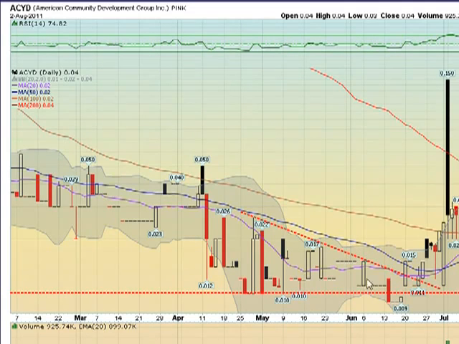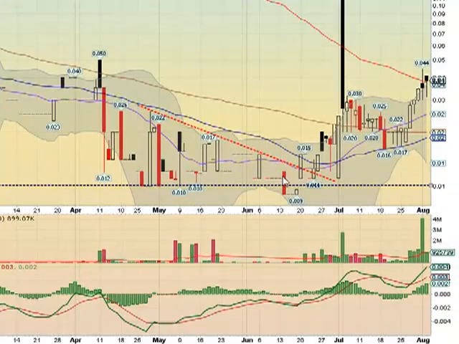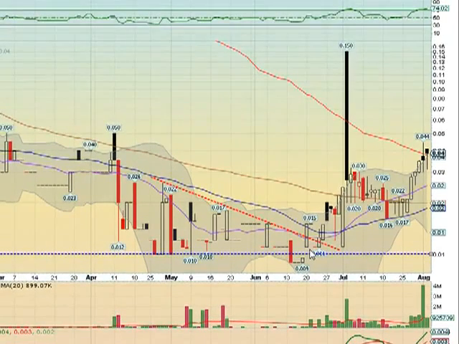This red line is the resistance, and we'll make this one blue for support. You can see that these two lines basically kind of pinch together, and the volume comes in during the period of very low volatility, and it breaks the price out. So here we have basically a breakout, and so now the stock's reversing from a downwards trend to an upwards trend.